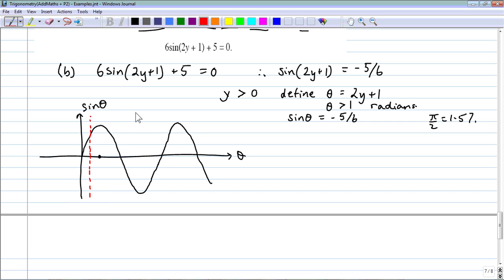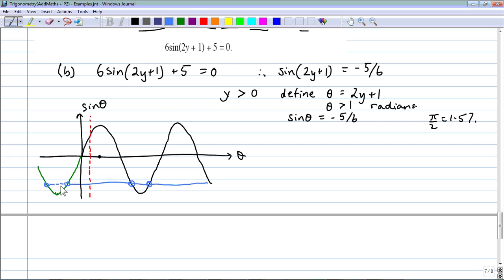Okay, so we want sine theta to be minus 5 over 6. So I'm going to draw, now that's nearly minus 1, isn't it? So I'm going to draw a line down here somewhere, and I can clearly see that what I'm looking for are those two solutions. Now we've got to be a bit careful because, if you understand sine functions and so on, there'll be another number here and another number here which we may have to consider in order to get this right.